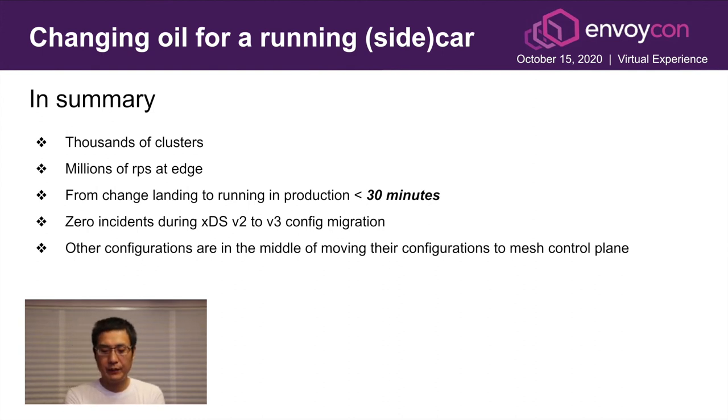Because we have built the configuration control plane to be a generic resource distribution service instead of just for XDS, other teams from other organizations are seeing value in this system, and they are moving their existing service configuration into the mesh control plane, because they also want this per AZ validation, per AZ protection.